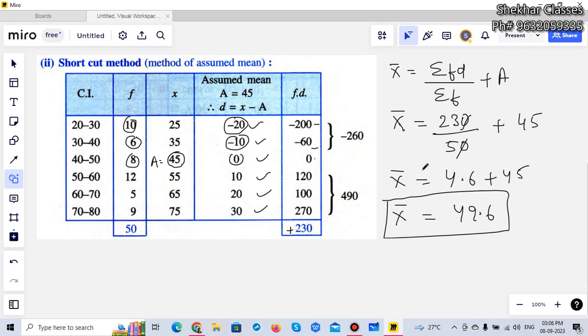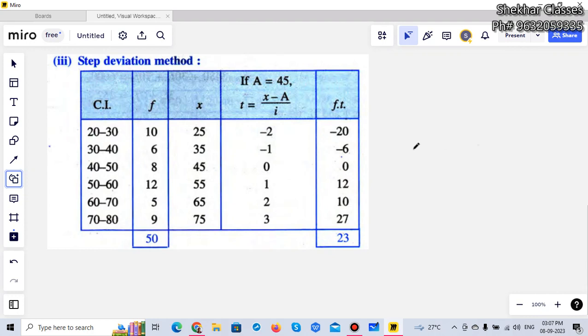Now in the next method we have to do the step deviation, where we will be dividing by the class size, which is 10. Okay, so this 20 will become 2, this will become 1, and so on and so forth. So all those things will happen here. So we'll just put the next table and we'll do that again.